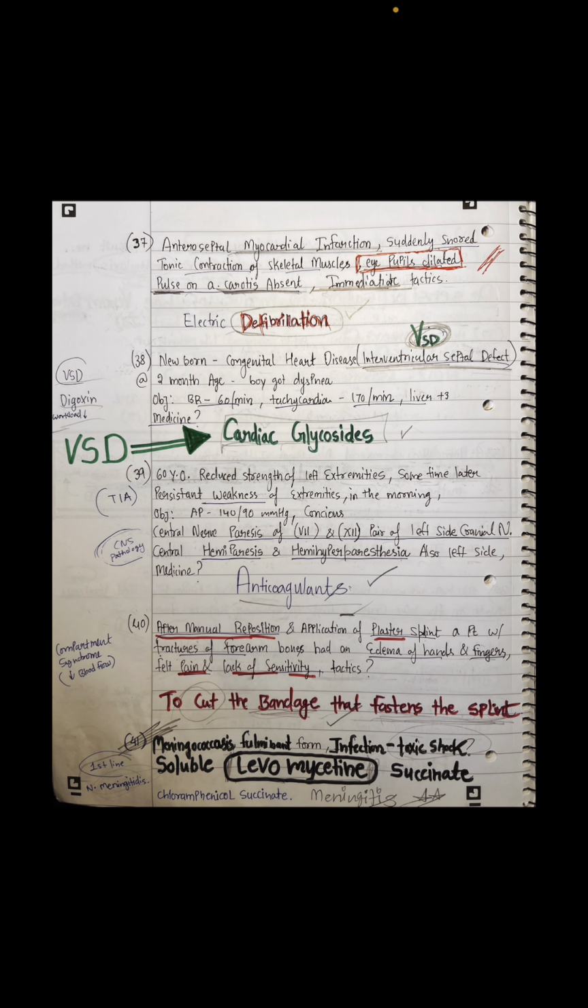Next is the case of meningococcus fulminant form. I have explained this treatment in the meningococcal syndrome. Just remember it here again, that meningococcus fulminant form is the most severe or destructive form of meningitis or meningococcal infection. So you will prescribe levomycetin succinate, the soluble one.